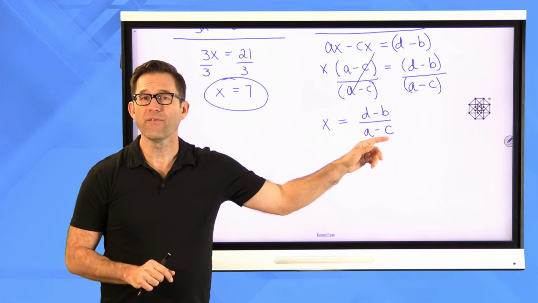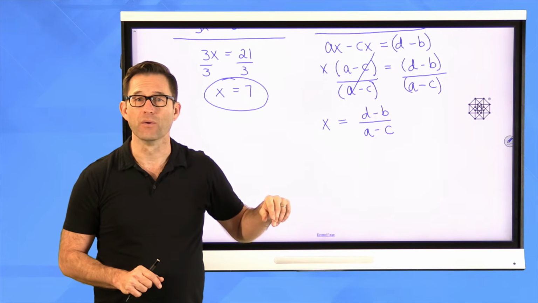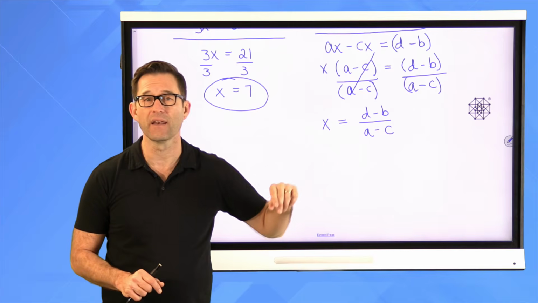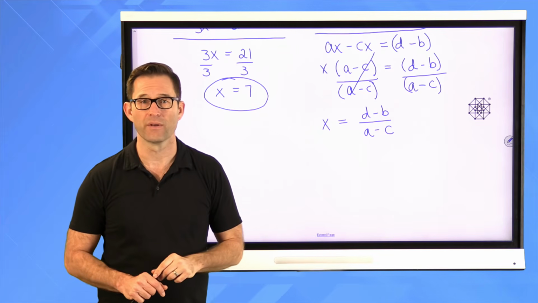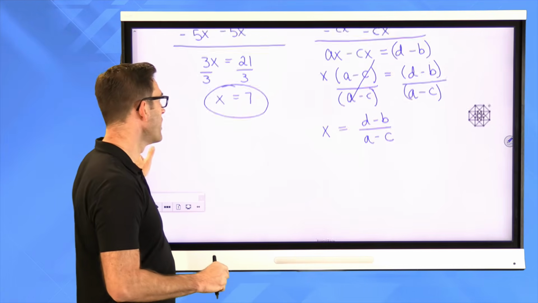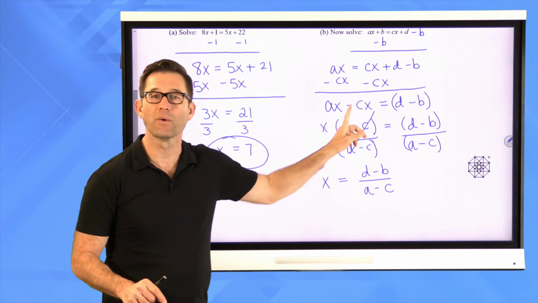In other words, if I was trying to figure out what that was equal to, I would have to do the d minus b first, I'd have to do the a minus c second, and then I'd have to do the division third. But that's it. And probably the hardest step in this problem is really understanding what's going on here.